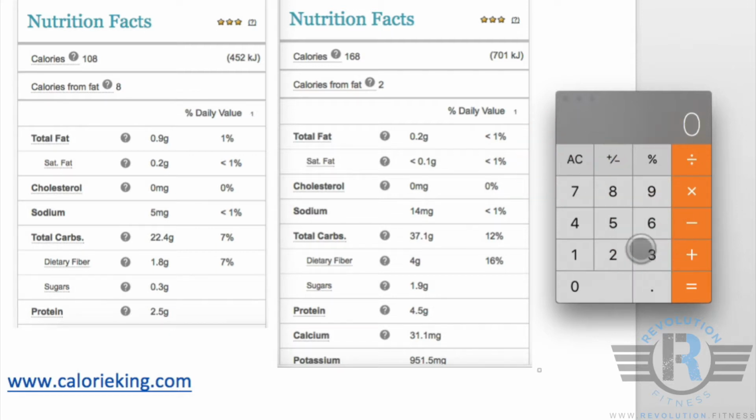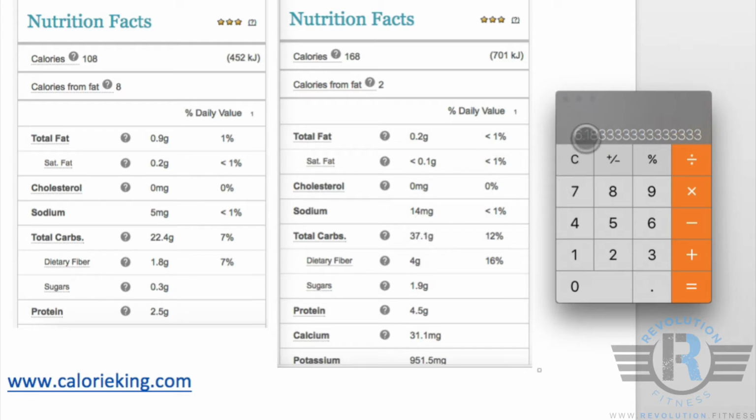Whoop, I hit the wrong button. Let's start over. 37.1 divided by 6 ounces. That's going to give me a little over 6, or 6 grams of carbs per ounce.